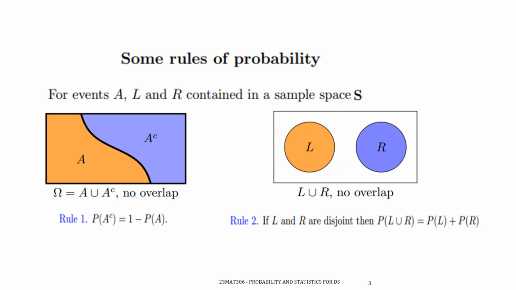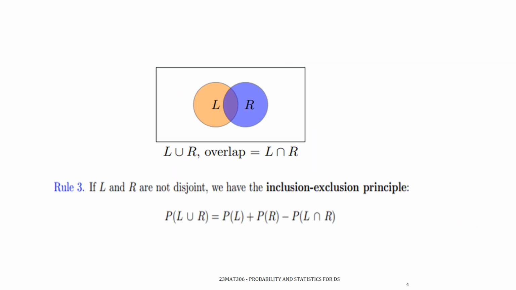So let us begin with some fundamental concepts. First, some rules of probability. Consider events A, L and R contained in some sample space S. Rule number 1: probability of A complement is equal to 1 minus probability of A. Rule number 2: if L and R are disjoint, then probability of L union R is equal to probability of L plus probability of R. Rule number 3: if L and R are not disjoint, we have the inclusion-exclusion principle. Probability of L union R is equal to probability of L plus probability of R minus probability of L intersection R.